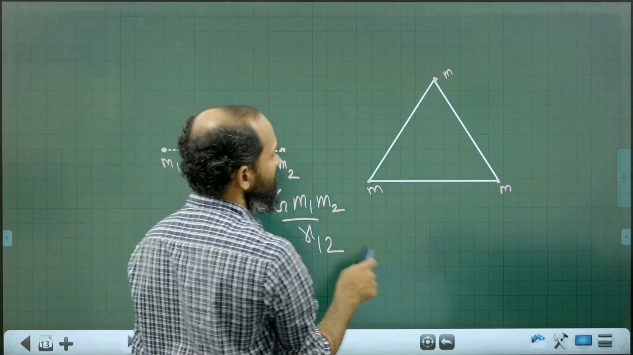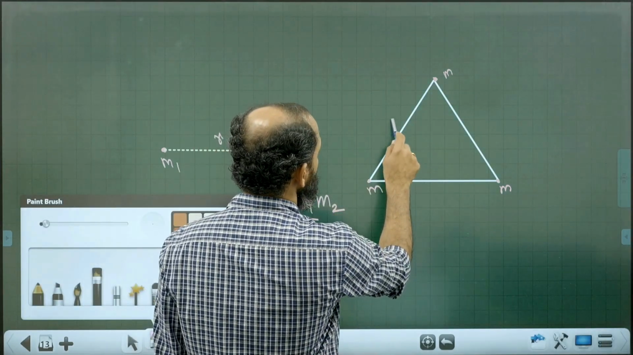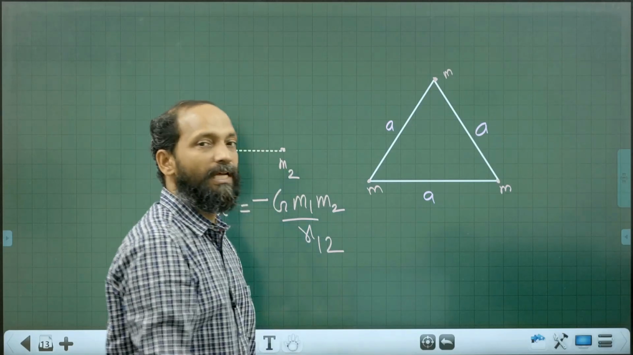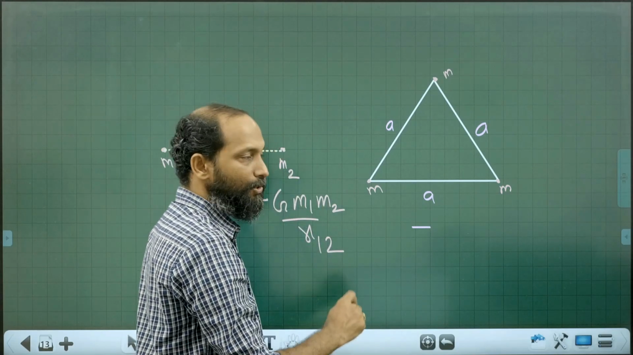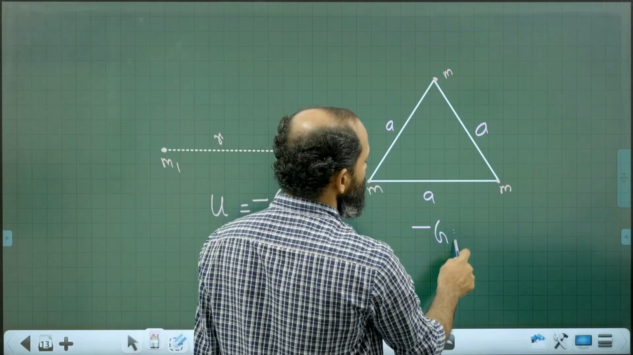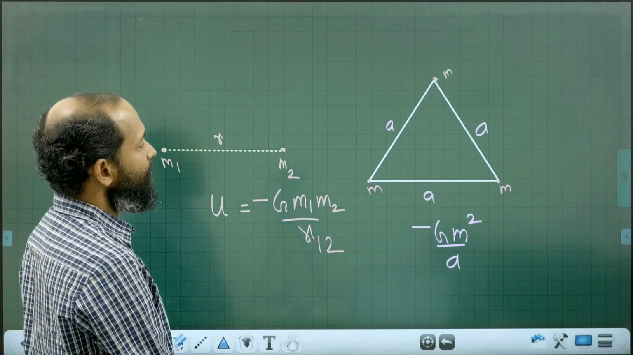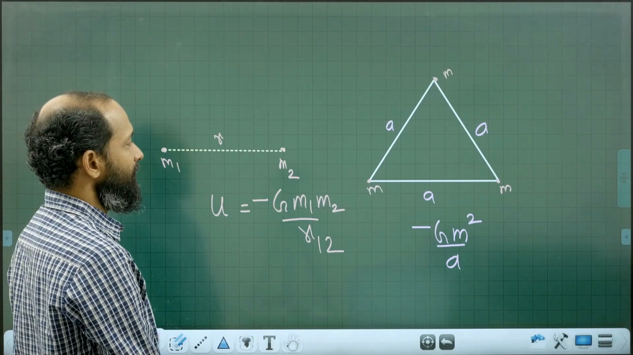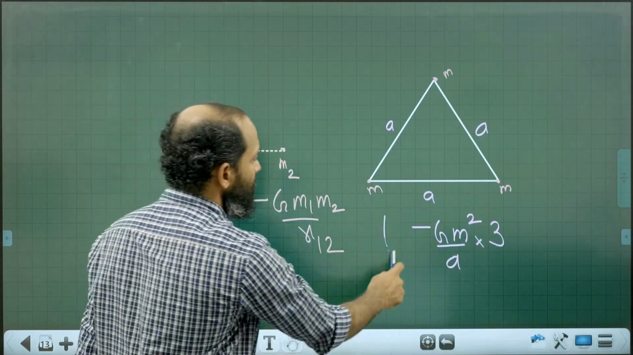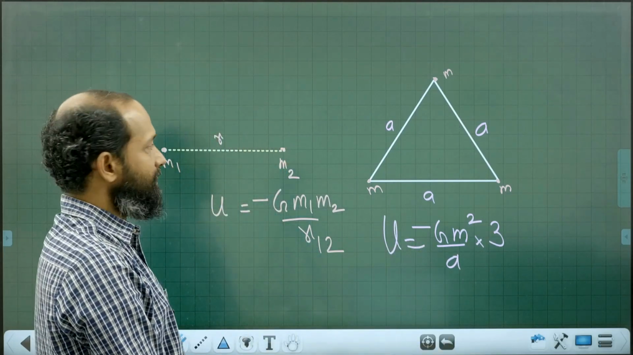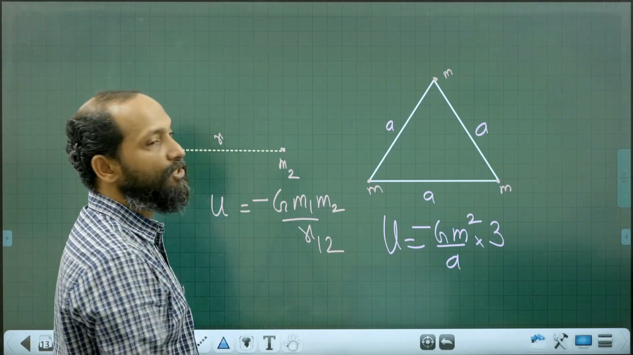If three masses are there, all identical, for simplicity I am using identical masses, with distances a. Let this form an equilateral triangle, all sides equal. Potential energy of any one pair is minus G m² by a, and there are three such pairs, so multiply by 3. So total potential energy you can add like this. This principle is called the principle of superposition. So this is the potential energy of a system of particles.